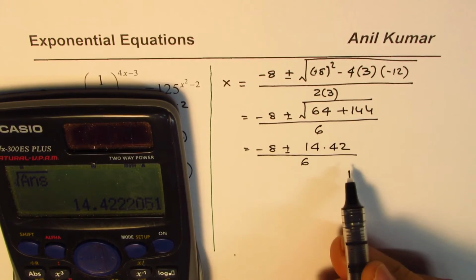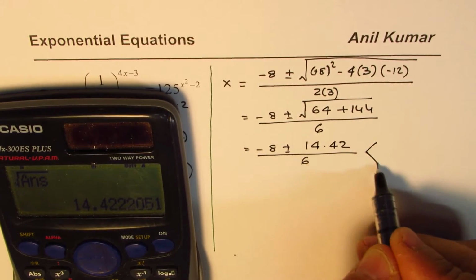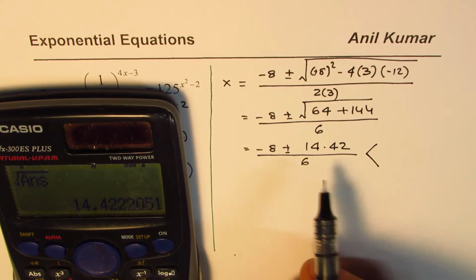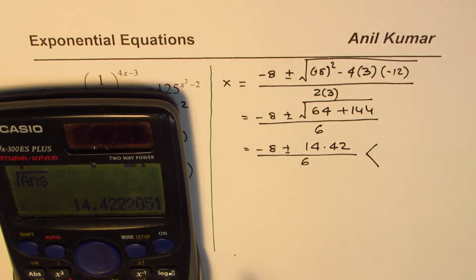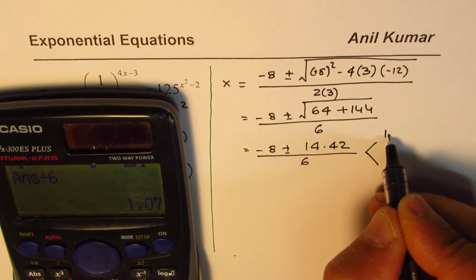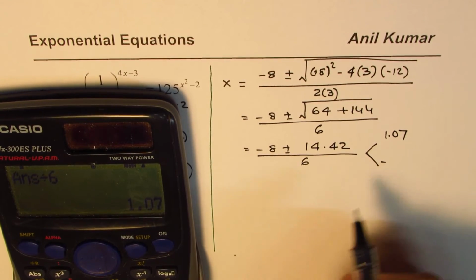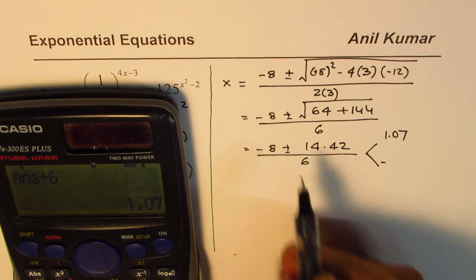Okay, so we have two possible solutions, right? One with the positive value and one with the negative value. So we'll have 14.42, we'll round it to 14.42, take away 8, divided by 6, equals, in decimals, we get 1.07 as one of the answers. This is positive.